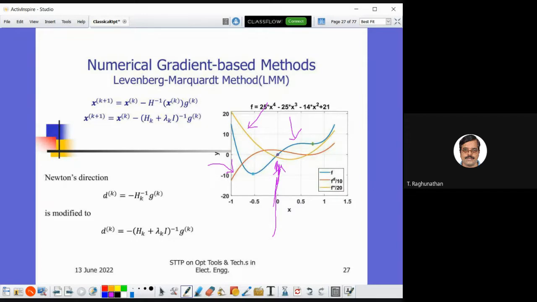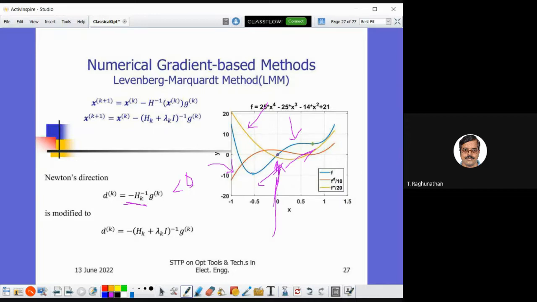Or in other words, this Hk is less than 0, that is, negative definite, or all eigenvalues are less than 0. If that kind of thing happens, then this will not work. It will go in the opposite direction. Instead of descending down the function and reaching the minimizer, it will go in the opposite direction, because f double dash is less than 0, a negative sign instead of a positive sign. So that's what can go wrong in Newton's method.